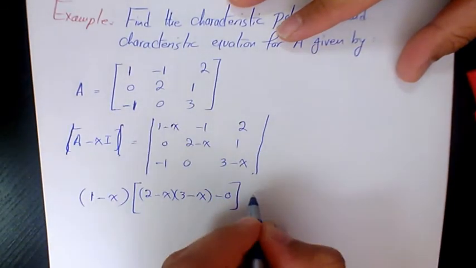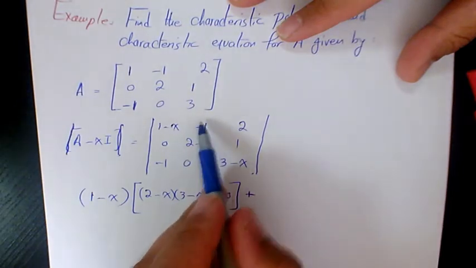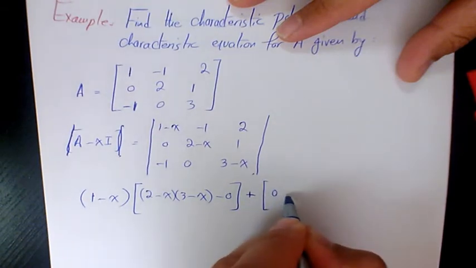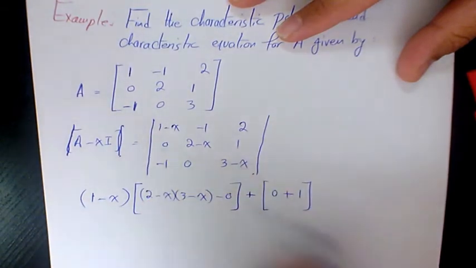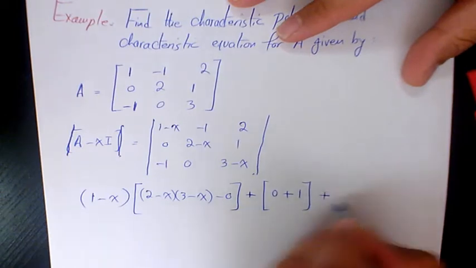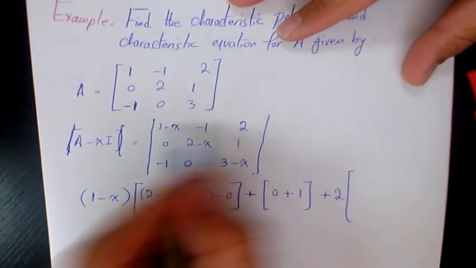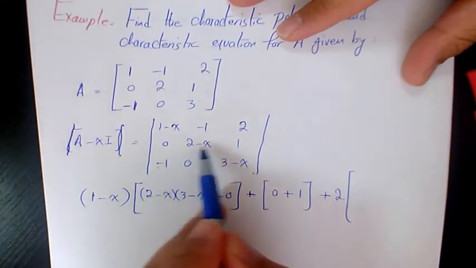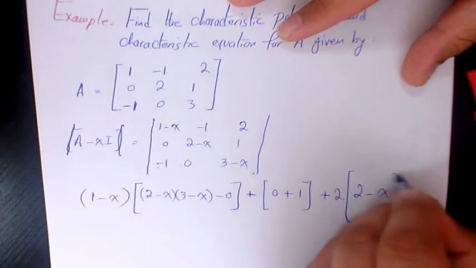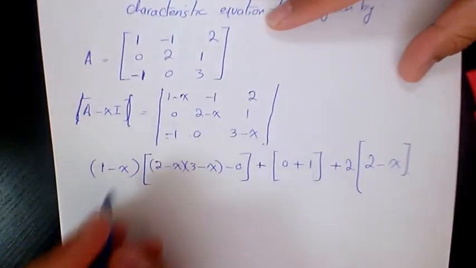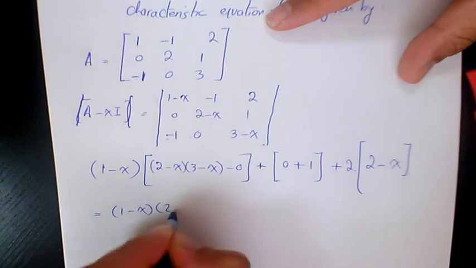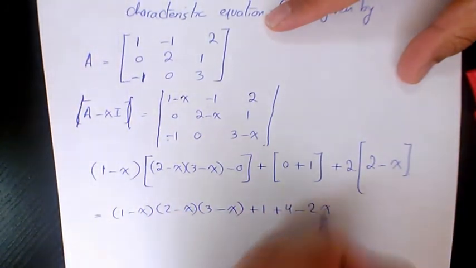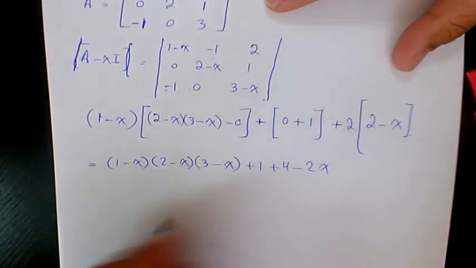Negative times -1 is going to be positive. 0 times this is going to be 0, plus 1, because negative times negative is positive, plus 2 times 0 times 0 minus -1 times 2 minus x, which is going to be 2 minus x. So that's going to be (1 minus x)(2 minus x)(3 minus x) plus 1 plus 4 minus 2x. So now we distribute it.